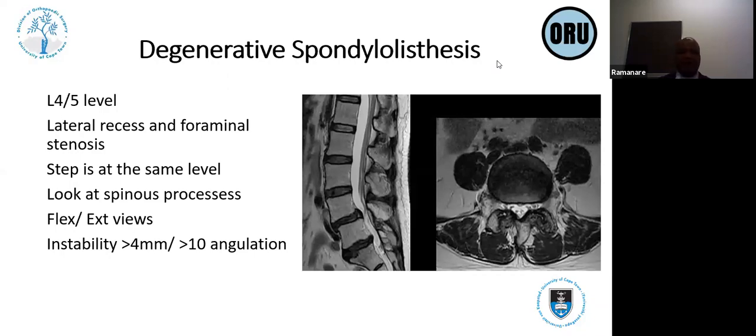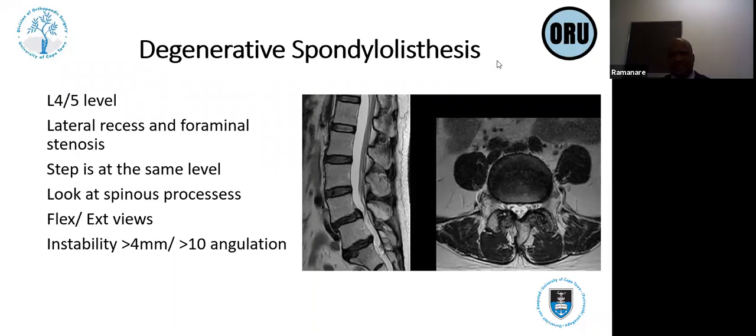So in summary, in L4-5 degenerative, the step will be at the same level. In an isthmic, the step will be above that level. Another clue to this, look at the spinous processes. On your x-ray, have the spinous processes stayed behind? Are they in line? Or is there a visible step on the erect x-ray to show you that this is most likely a degenerative process? And also look, where is the step? Is it at the level or is it above that level?